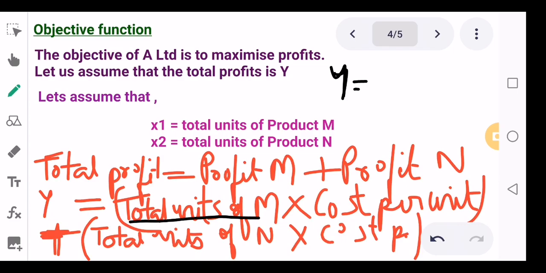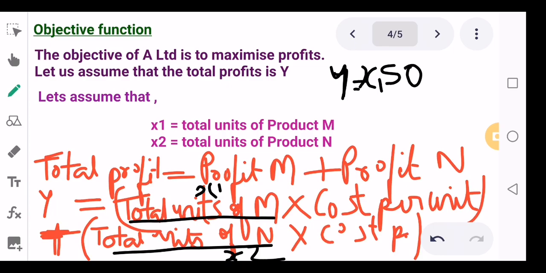let us replace this by x1 and let us replace this by x2. Let us say that x1 is the total units of m and x2 is the total units of n. So when you substitute, you will get x1 into 50 plus x2 into 60. So this is how we got the linear equation. This is how we formulate the linear equation.